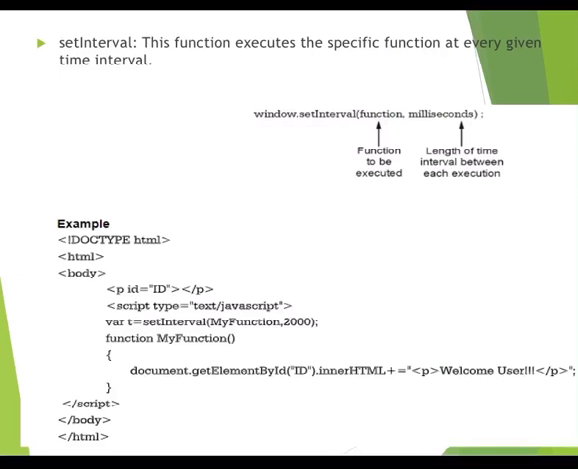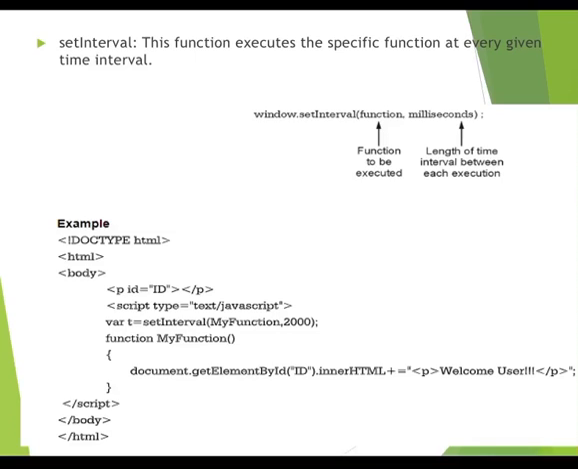Okay, so in setInterval, the function executes a specific function at every given time interval. Let's see the syntax of it. See what this method does. You are going to set an interval of a certain time. For example, you have set the interval to 5000 milliseconds. So for every 5000 milliseconds, your function is going to be called and you will get an output again and again at 5000 milliseconds. Okay, so let's see the syntax over here.